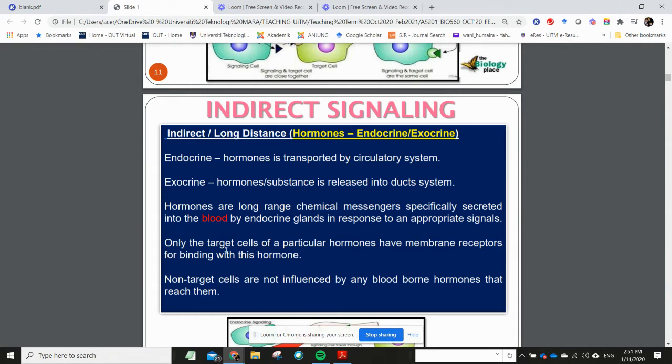Just that explanation or analogy to explain to you that the target cells of a particular hormone have membrane receptors that will bind to that hormone. Okay, so that hormone has specific receptors to bind. Okay, different hormones, different receptors.